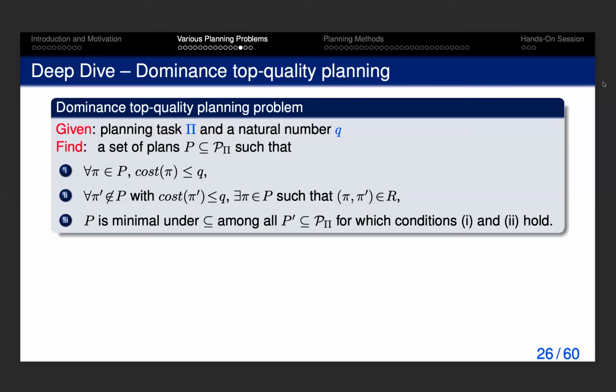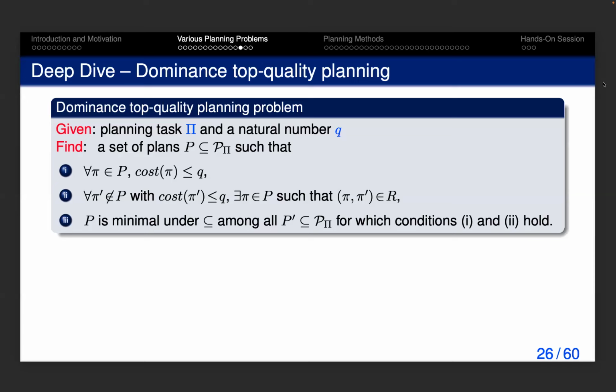In principle, and this is fresh from the press, this is a paper that was accepted to this ICAPS. We can unify now all definitions under this dominant top quality planning problem, right? Because the amount of definitions that we had so far was unmanageable, and it's getting worse and worse, right? So we can unify it under the same dominant top quality planning problem.